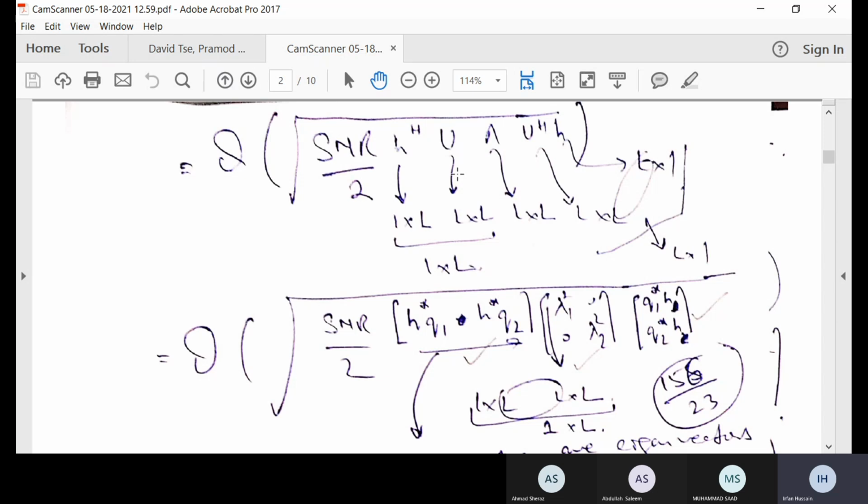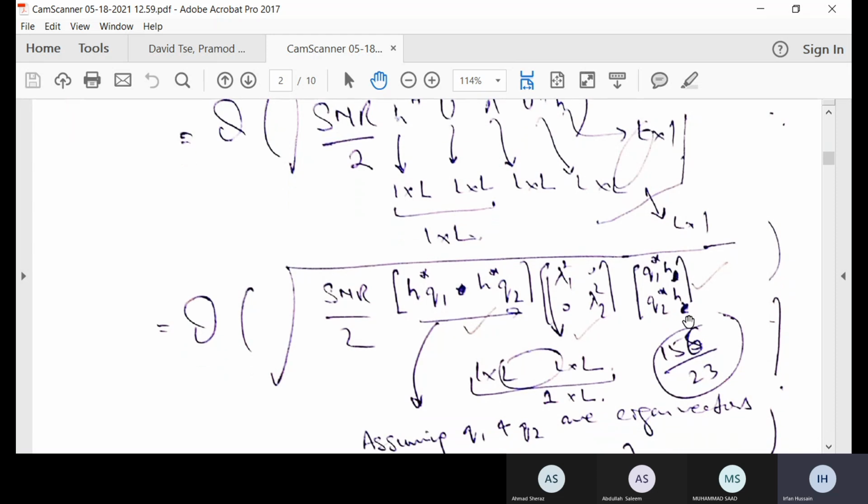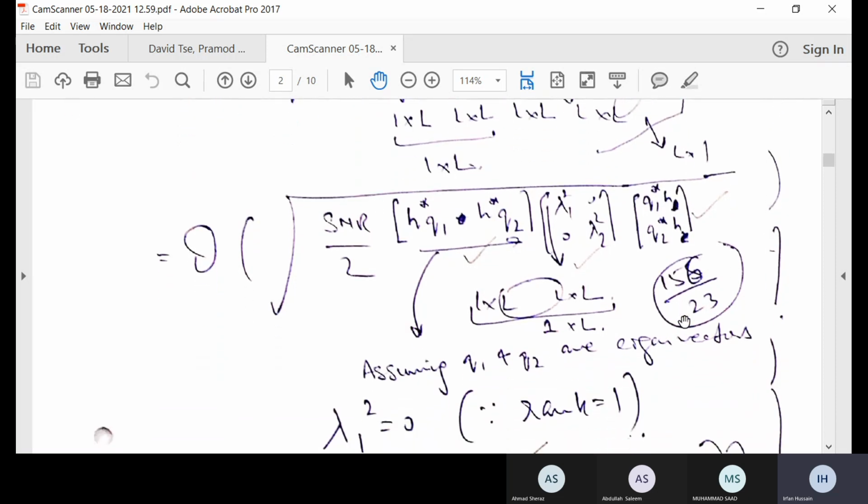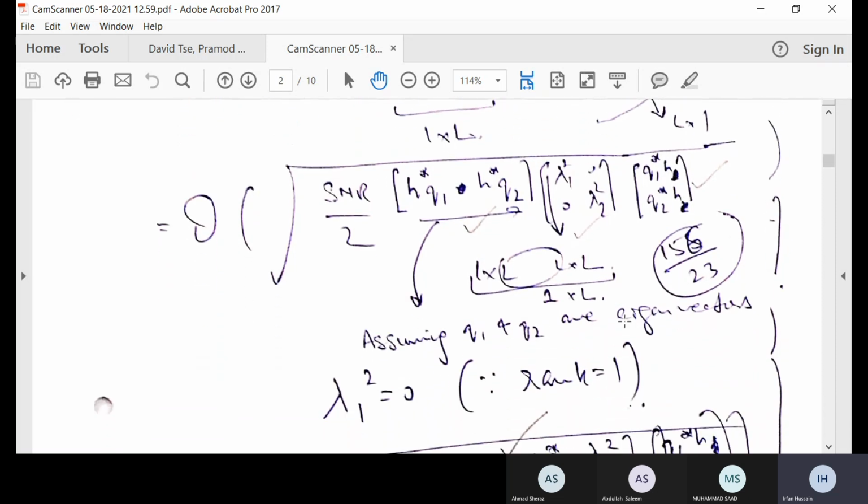For this V blast, this will come out. If you multiply this with this, it is 2 cross 2, this is 1 cross 2, so you will get 1 cross 2. Alright, so this will be one value: H times the first eigenvector, H times the second eigenvector. Here are the eigenvalues, and the H product will be here. H goes with Q1 conjugate and Q2 conjugate. Q1 and Q2 are eigenvectors.